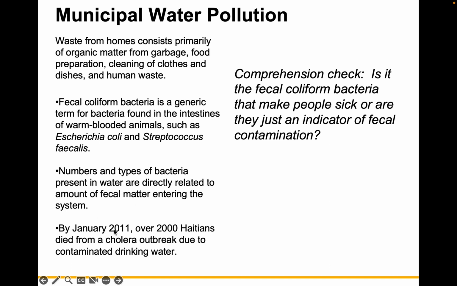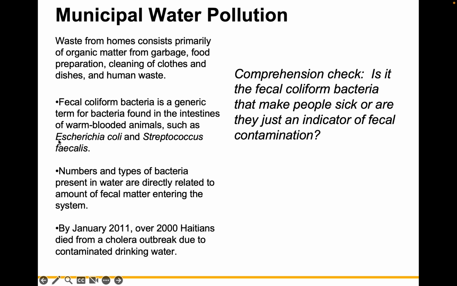By January 2011, over 2,000 Haitians had died from a cholera outbreak due to contaminated drinking water. And I think this is right around the time they got hit with that horrible hurricane. So what I'd like you to do is take a moment to pause and think about these fecal coliform bacteria. Is it these bacteria that are making people sick? Or are they just an indicator of fecal contamination that could pose a different health concern?